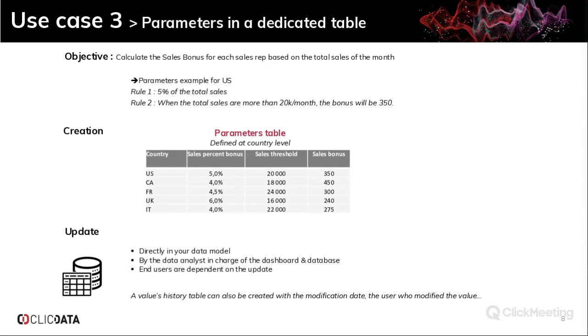So in terms of structure, the parameters table will be like you can see in this slide. And here, what I've done to show you is that it's also defined at country level. So it means that the value of these 3 parameters can vary depending on the country. You have a certain value for US, and it can be different for France or UK and so on.